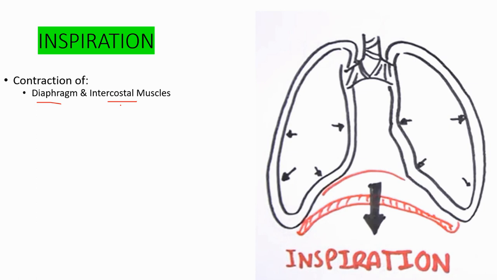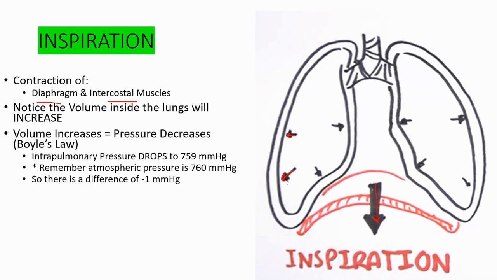So the diaphragm has to contract. Notice this arrow right here. When the diaphragm contracts, it's going to pull down. When the intercostal muscles contract, it's going to expand the volume inside the lungs. So the volume inside the lungs is going to increase when you have the diaphragm and the intercostal muscles contracting. Remember the relationship. If volume increases, that means pressure is going to do the opposite. Pressure is going to decrease.